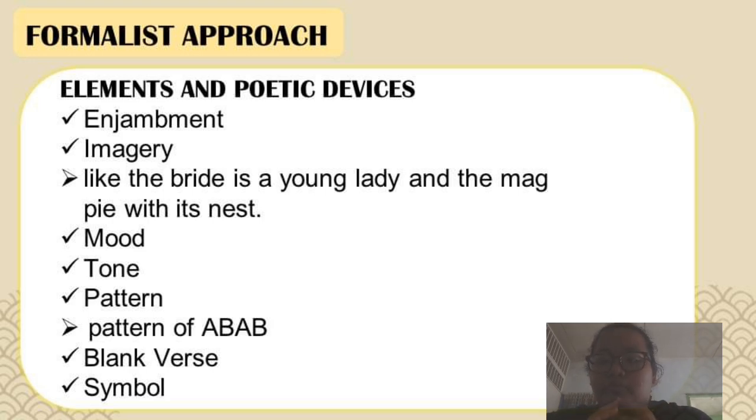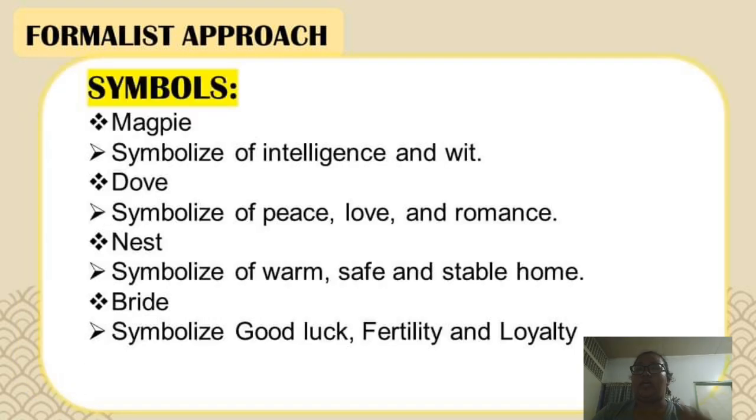Next we have the mood of the poem. I think it is the possessive and departure of someone's feelings. Next is the tone. The tone is gullible and evasive. Next we have the pattern. The pattern used here is the ABAB pattern, and the poem is a blank verse.